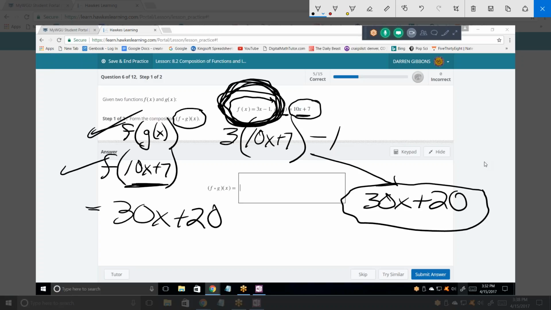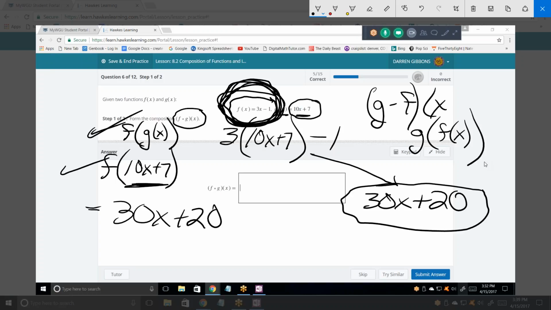Now, they also could have said, what is g dot f of x? And that means g of f of x, which is slightly different, notice. This is f of g of x. This is g of f of x. So I would do the same thing. This becomes g. Well, my f of x is 3x minus 1. And now I would substitute 3x minus 1 into my g function.